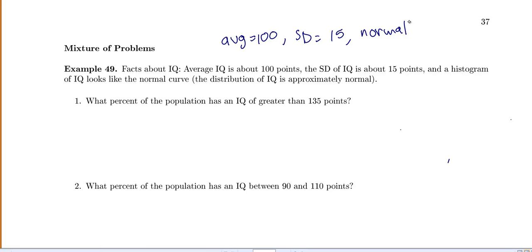Number one, what percent of the population has an IQ greater than 135 points? This time we have the original IQ, the x's, and we want to go to the percentage. So first we're going to find our z-score. It's x minus the average divided by the standard deviation. So x is 135 minus my average of 100 divided by my standard deviation of 15. So it's 2.33.